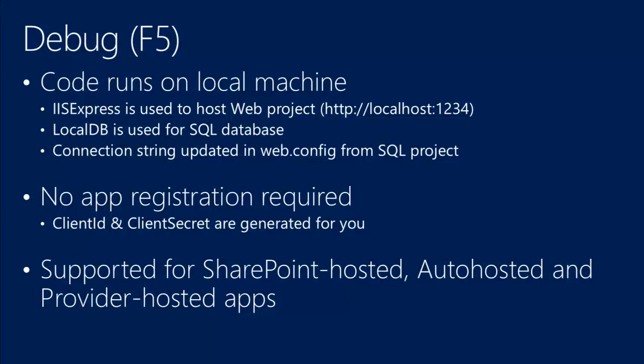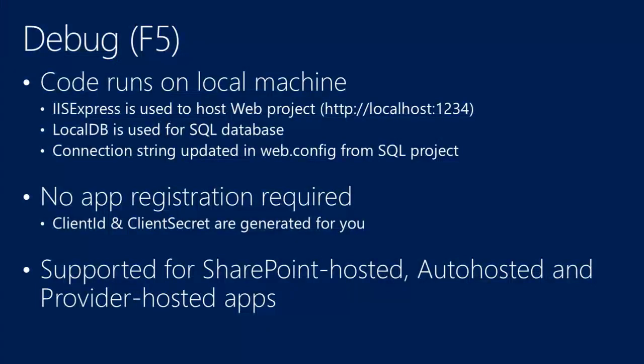So when we're debugging, we're running the website on IIS Express on the local machine. If you have a SQL database as part of your app project, it's actually being hosted on LocalDB. And we'll update the connection string on that database depending on whether it's debugging or whether it's running to make that work.